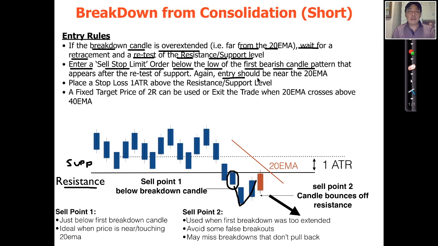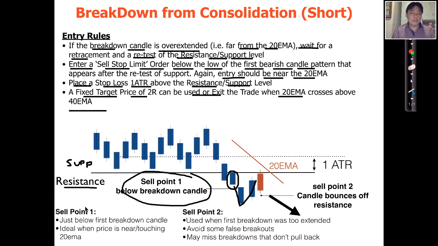And again, your entry should be near the 20 EMA. Similarly, place your stop loss 1 ATR above the resistance and support level. And again, fixed target price of 2R can be used to exit the trade or exit when 20 crosses back above 40 moving average. Okay, so again, you can enter at sell point 1, which is the first breakout, breakdown candle. Enter here, or wait for retracement and enter at sell point 2.